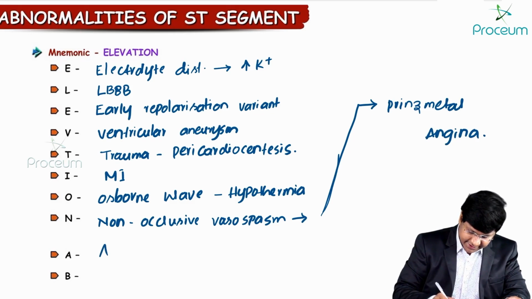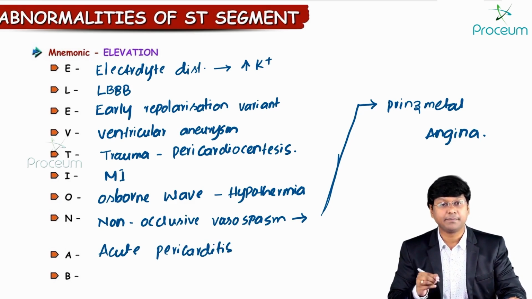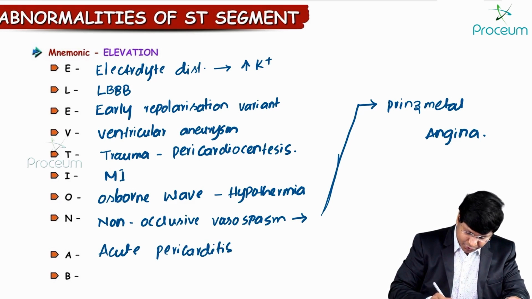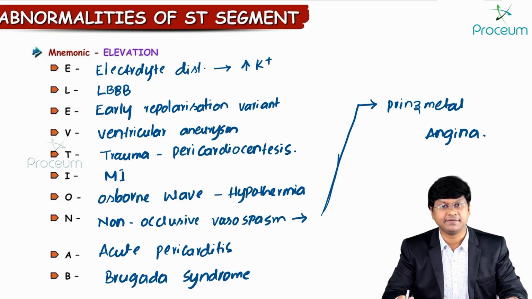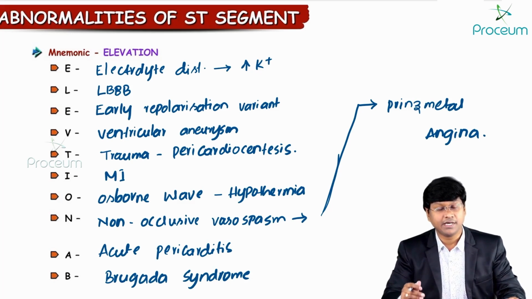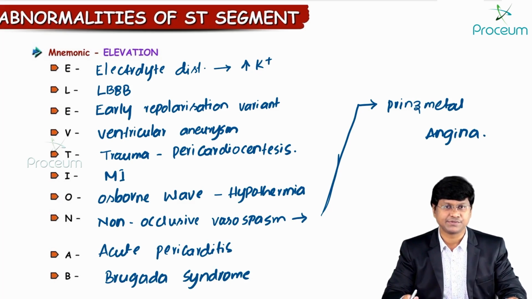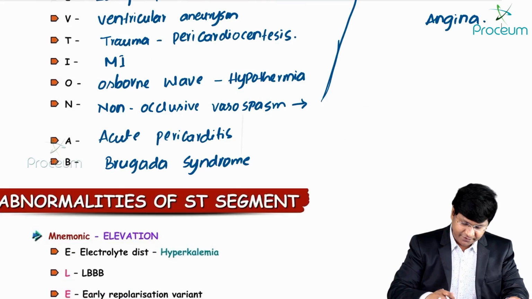And the word A stands for acute pericarditis. And the word B stands for Brugada syndrome. So these are all the clinical conditions where you will have the ST segment elevation. Right, now I will show you all these ECGs with the help of clinical scenarios. Okay, now you see the first question.